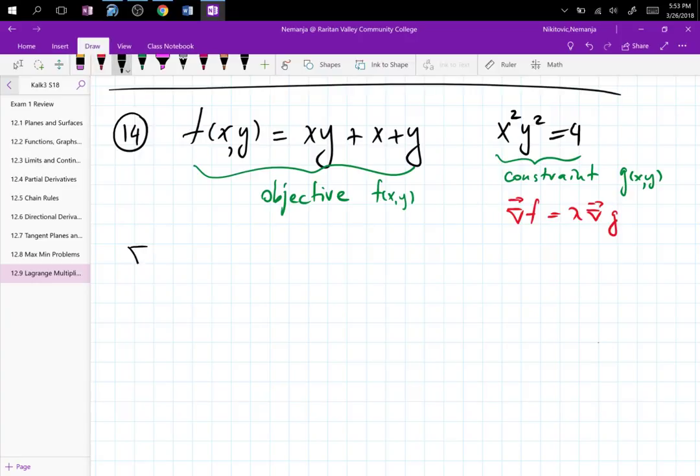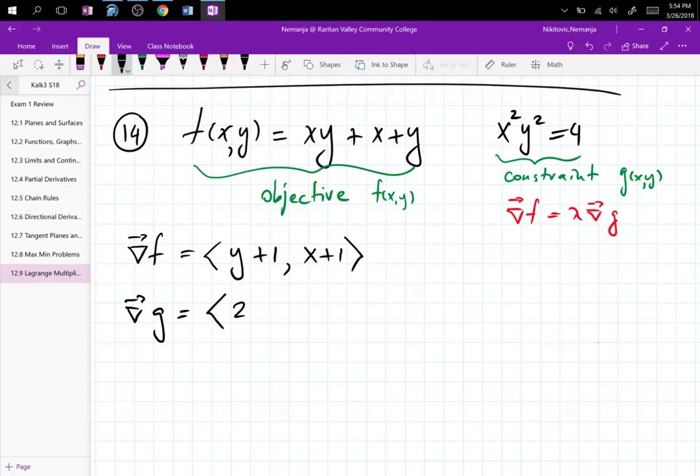First, I need del f, and del f is the partial derivative with respect to x, in our case y plus 1, and then the partial derivative with respect to y is x plus 1. Now del g, we do the same thing. The partial derivative with respect to x is 2xy squared, and the partial derivative with respect to y is 2x squared y.